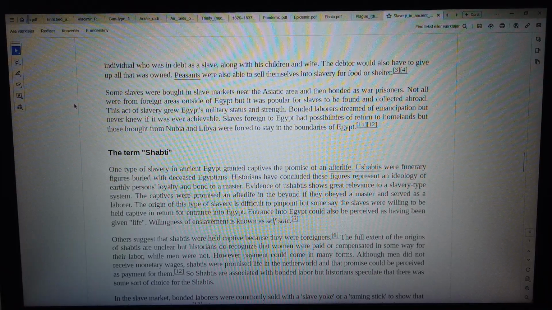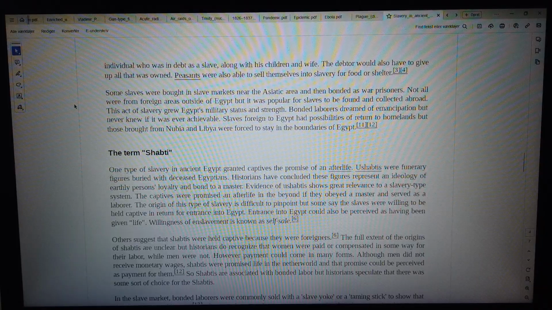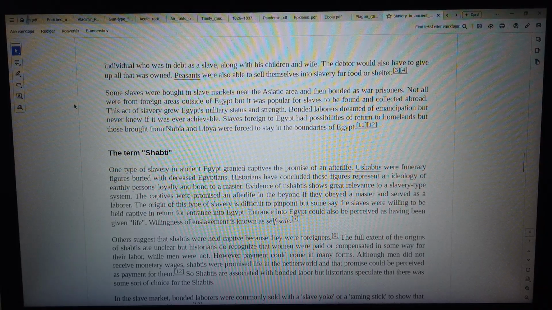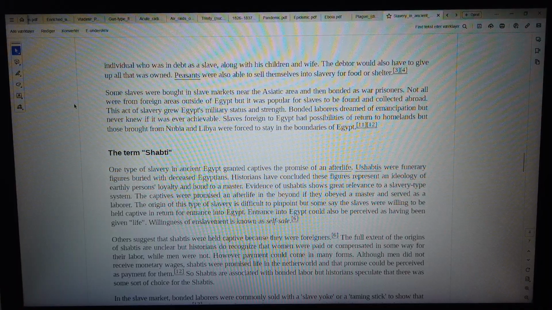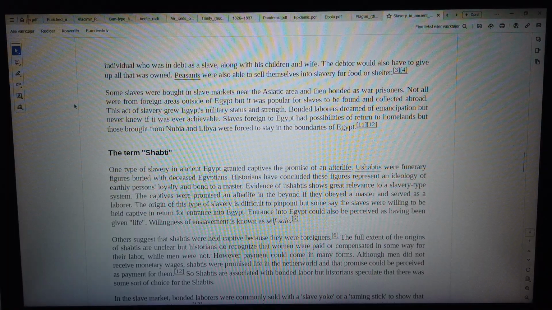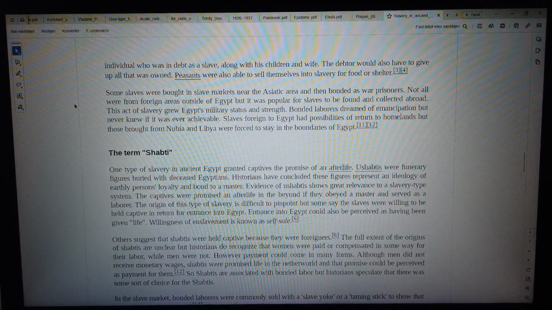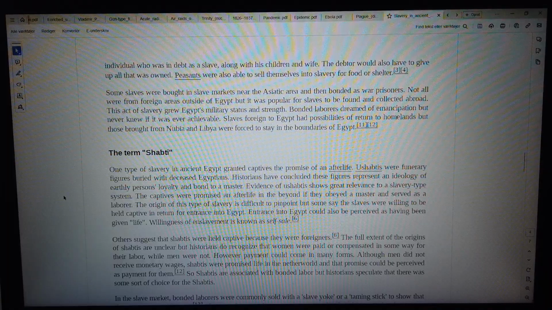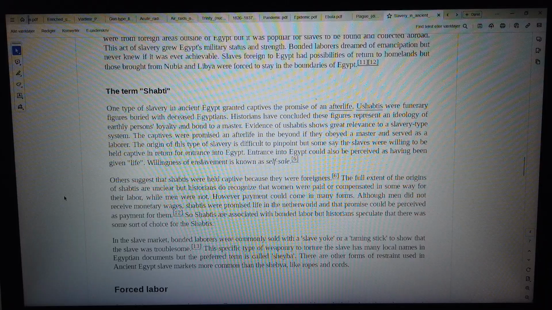Some slaves were bought in slave markets near the Asiatic area and then bonded as war prisoners. Not all were from foreign areas outside of Egypt, but it was popular for slaves to be found and collected abroad. This act of slavery grew Egypt's military status and strength. Bonded laborers dreamed of emancipation but never knew if it was ever achievable. Slaves foreign to Egypt had possibilities of return to homelands, while those brought from Nubia and Libya were forced to stay in the boundaries of Egypt.